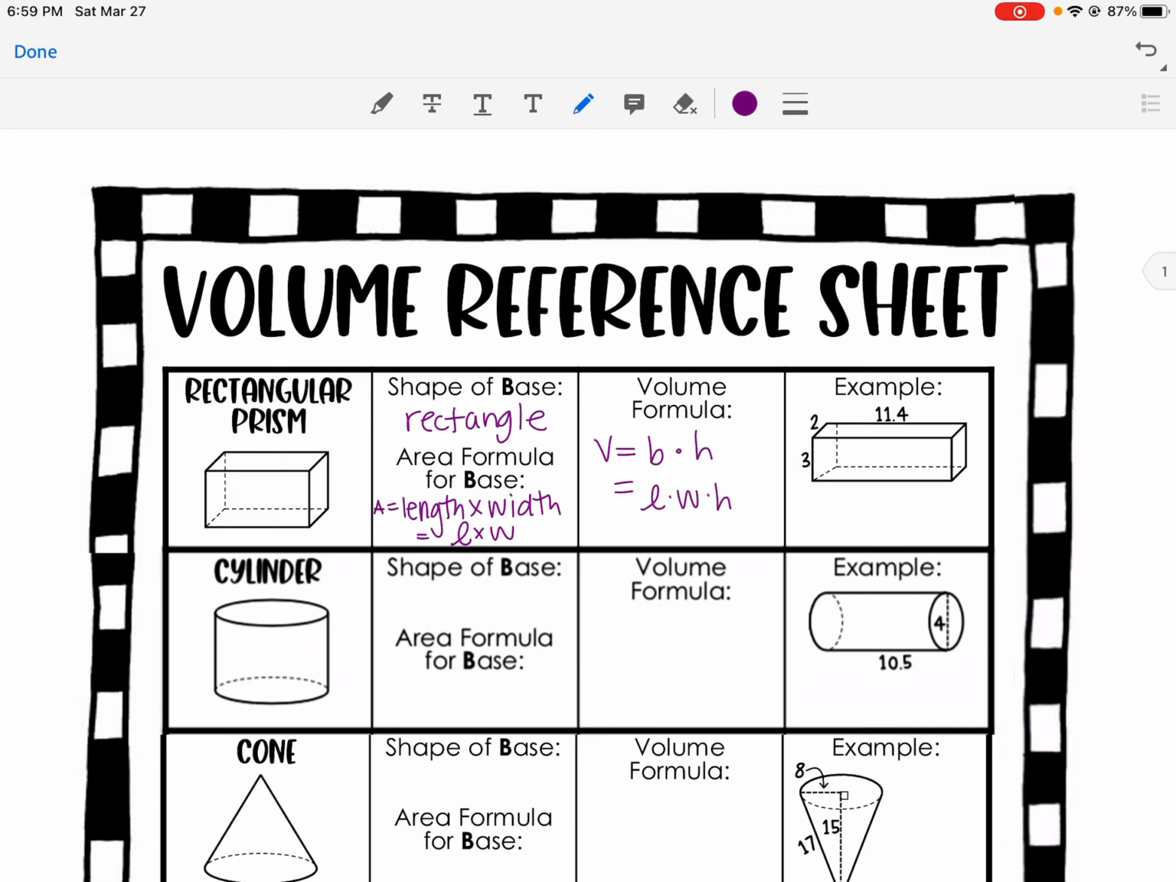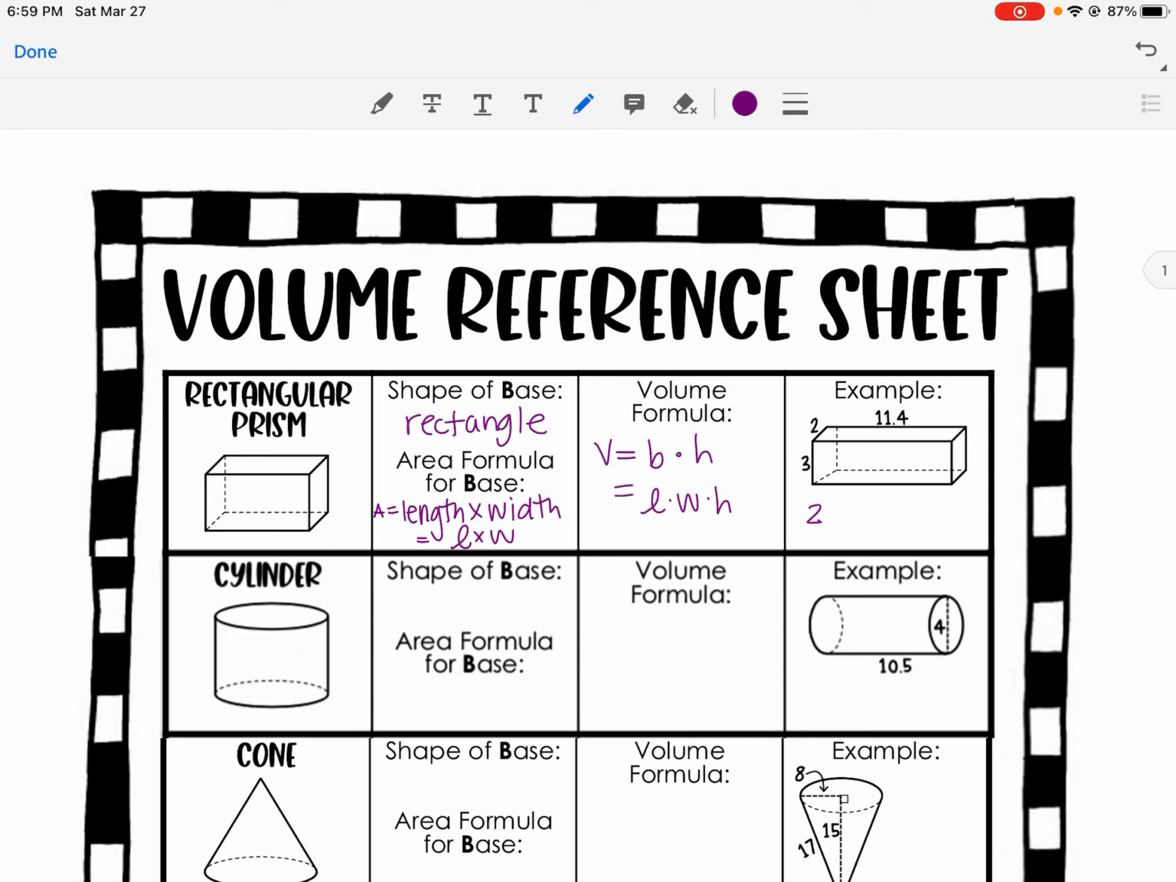So as we look at the example over here, to find the volume, you'd have 2 times 3 times 11.4. As you multiply all those three together, you end up with 68.4. And be aware here, these will always be units cubed, because volume, you're multiplying three things.